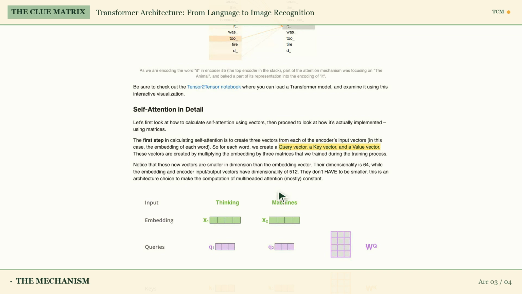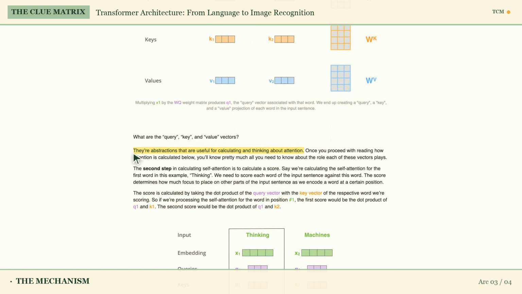Query, key, value. That sounds like a database lookup. Is that a good analogy here? It's a very helpful abstraction. They're abstractions that are useful for calculating and thinking about attention. Think of the query as what you're looking for, the key as what's available to be matched, and the value as what you'll retrieve. So my query for it would find the key for animal, and then I'd retrieve a value associated with animal? That begins to make sense.